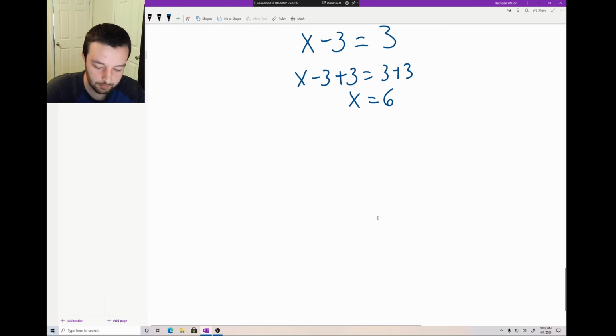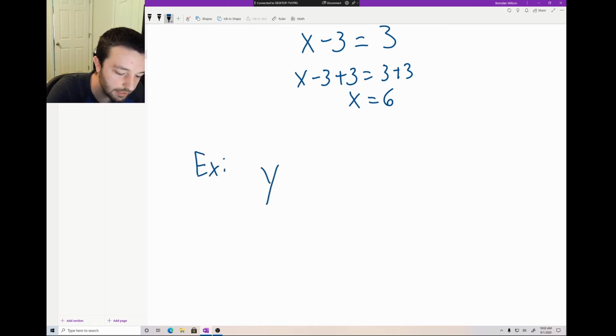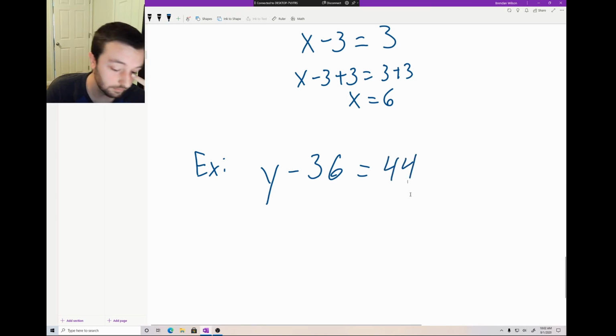So let's do a couple more examples. Let's say, and it doesn't have to be x, it could be like y. Y minus 36 equals 44. Okay. Here we're subtracting a 36, so that tells us we want to add 36 to both sides in order to get rid of it.